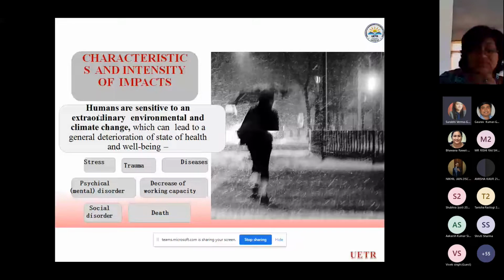There is data that lots of deaths happen due to air pollution. We say that lungs are going to failure, lungs are not working properly. But what are the main causes? The main cause is the pollutant. The pollutants are affecting our body, the human body. Okay.